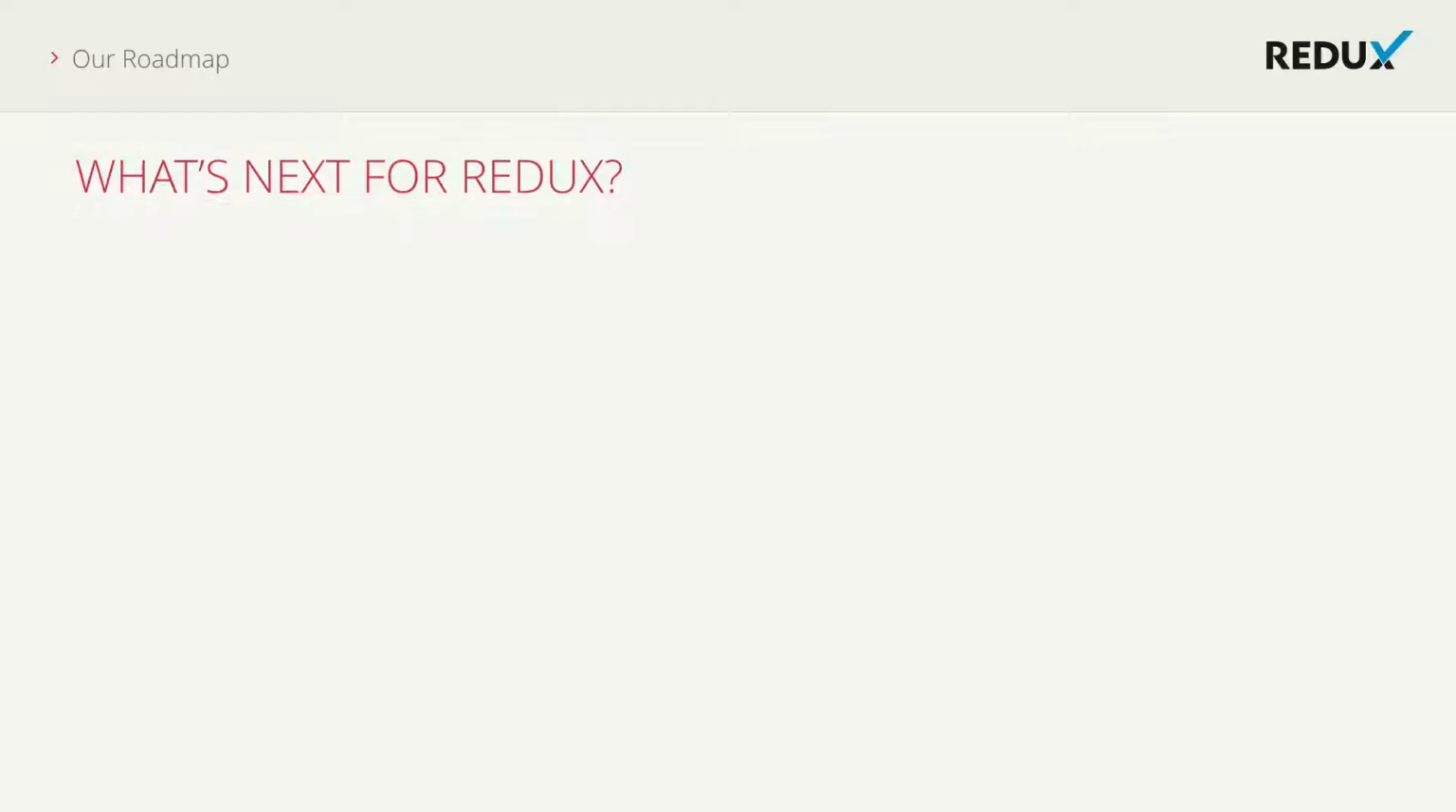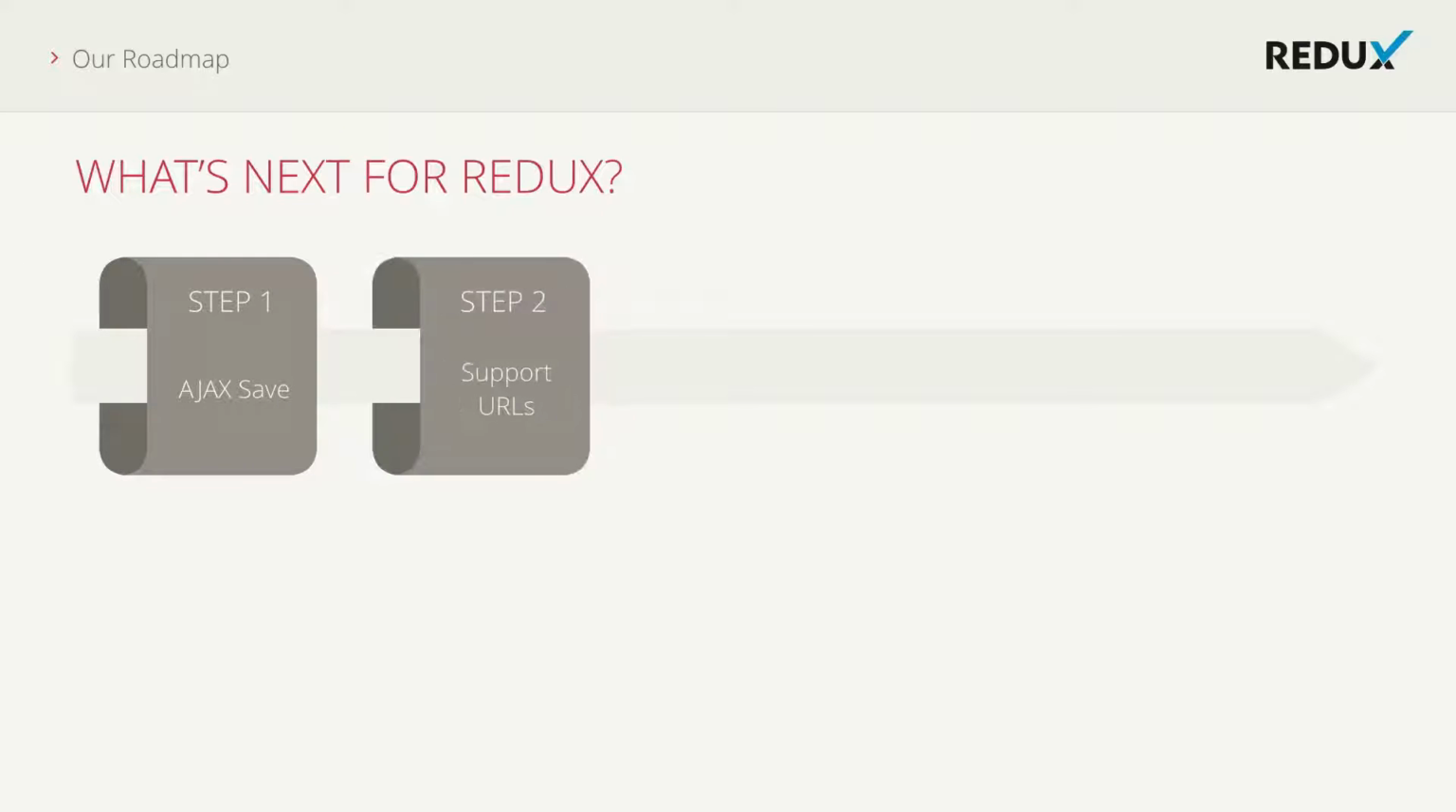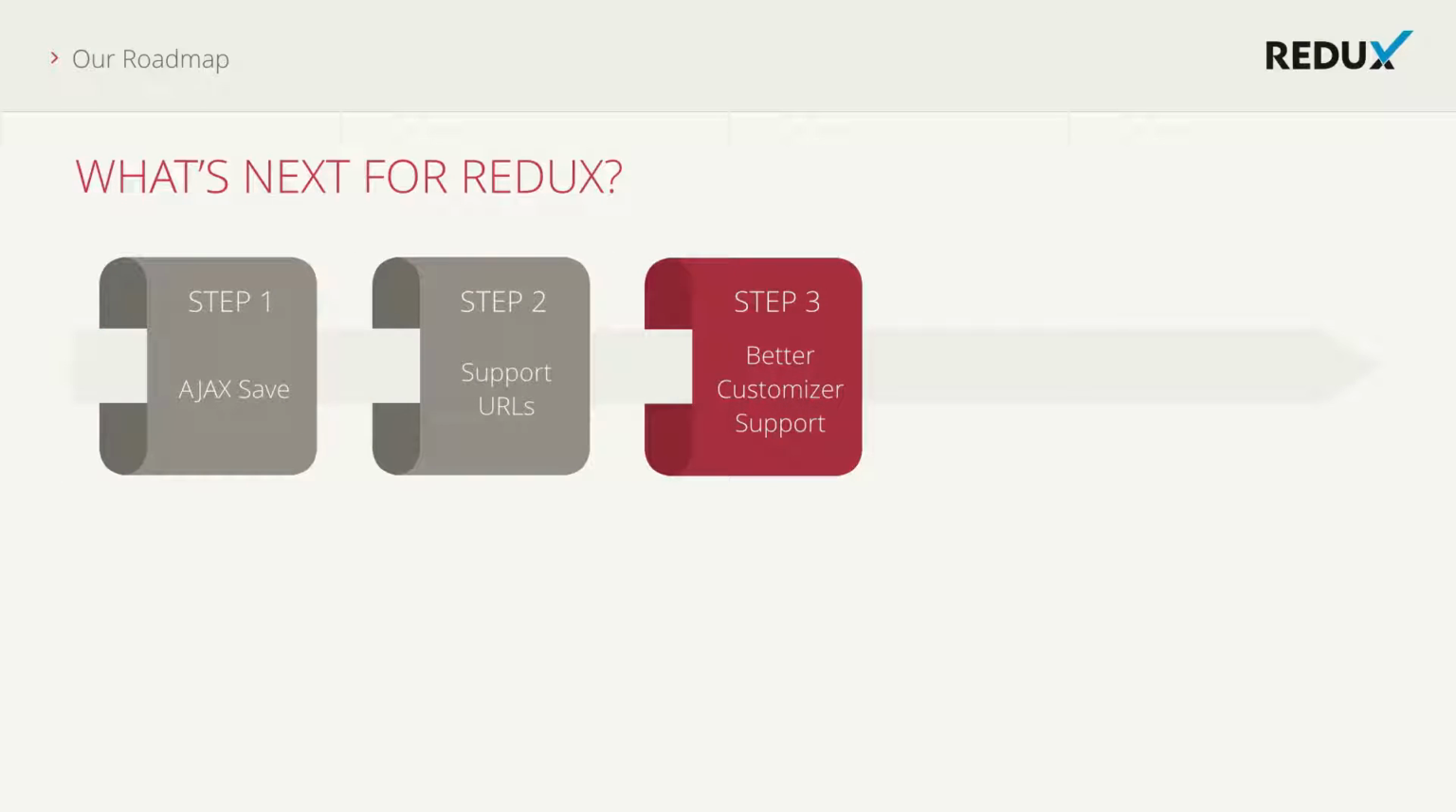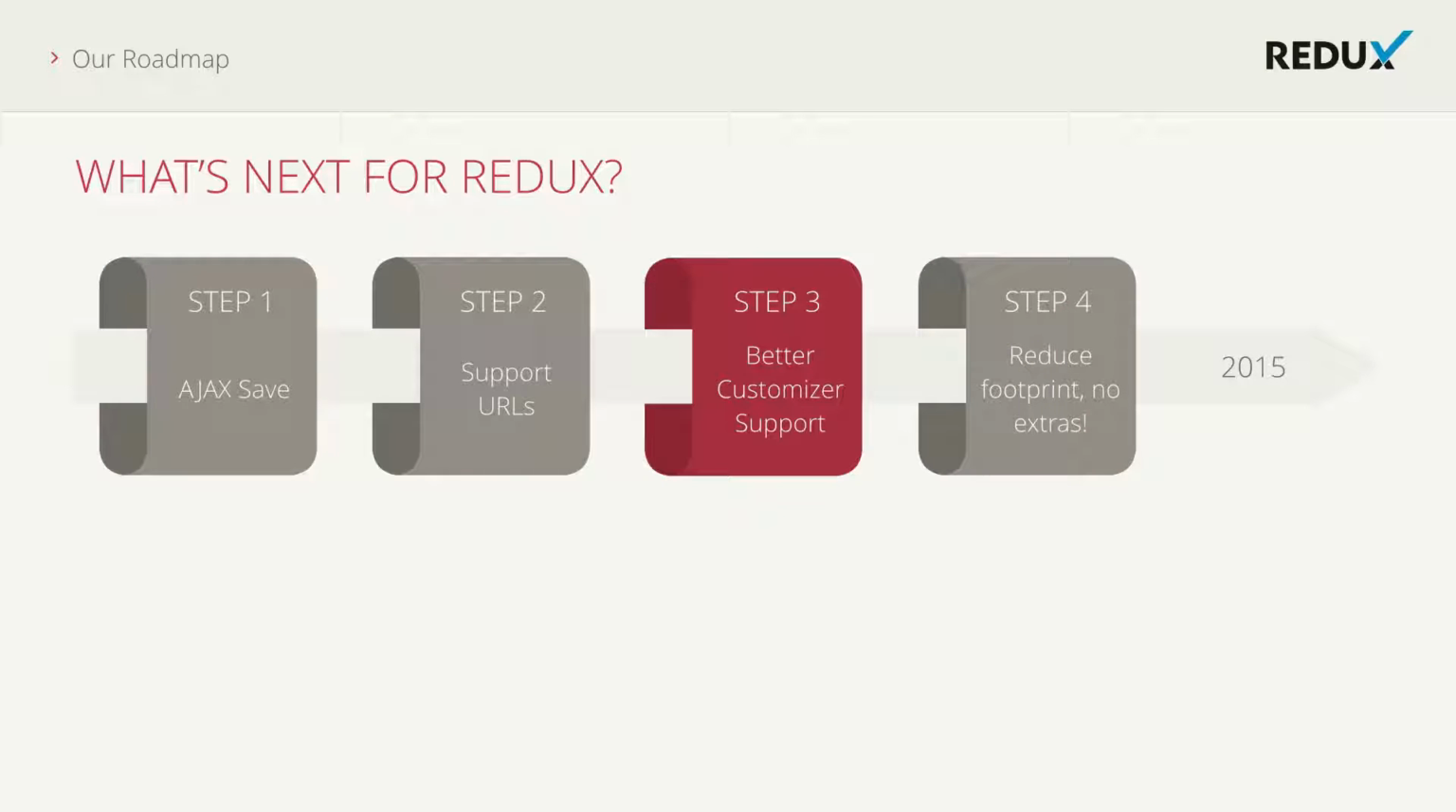Now, let's talk a little bit about the roadmap of Redux. We've had a roadmap for this year that we actually pretty much already hit. Step number one was, of course, Ajax Save. We wanted to be able to have that happen. And we implemented that, and now that's available to everybody. You need only update, and it's there. You can disable it if you want through an option, just so you're aware.